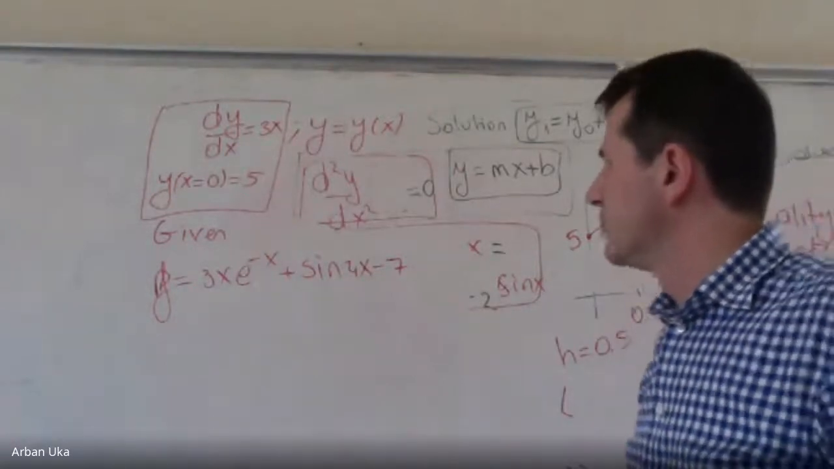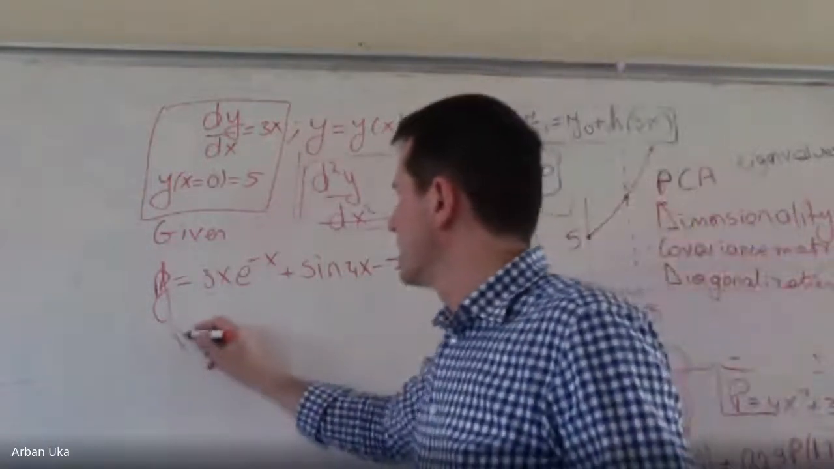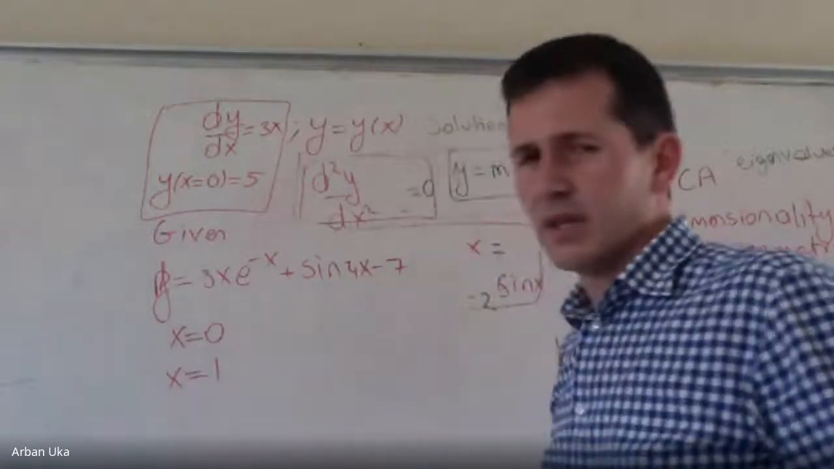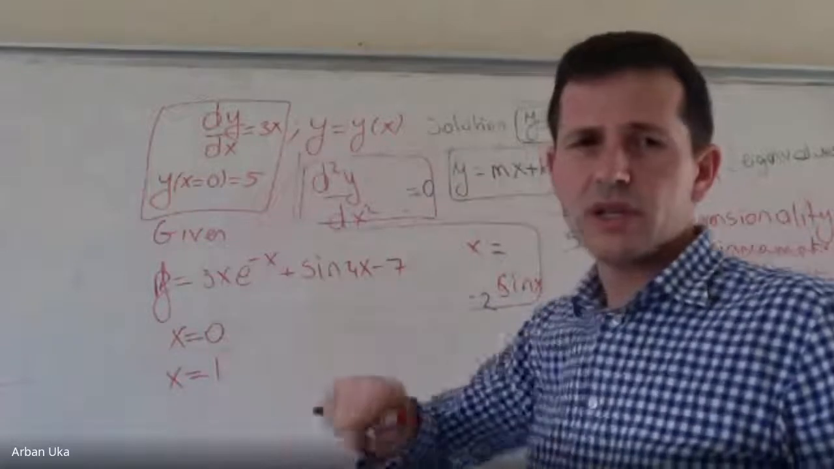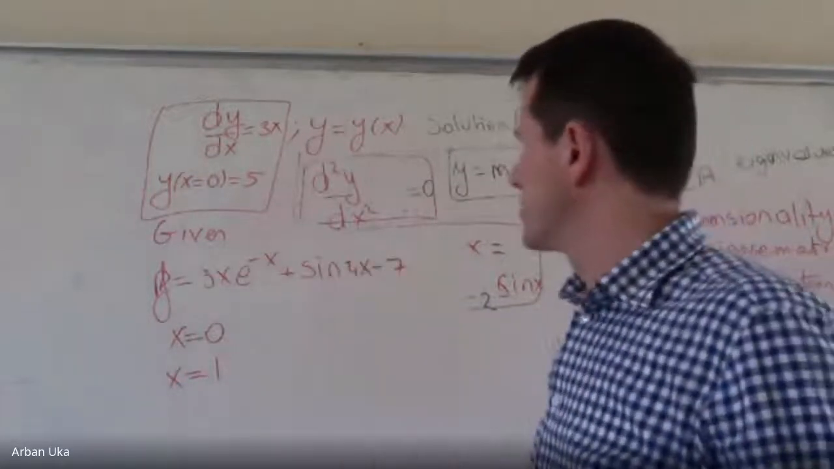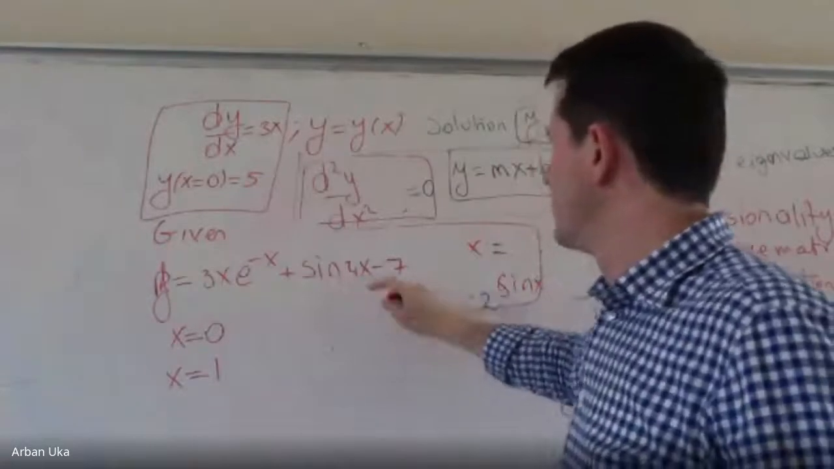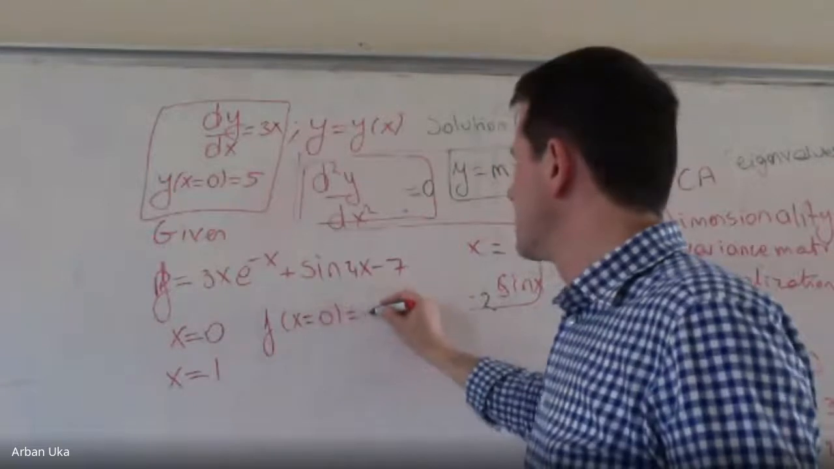So what you can do is start like this. Set x equal to 0. Set x equal to 1. You substitute these values. If the sign of this function is different, then it looks like this function has a zero somewhere. So let's substitute x equal to 0. Sine 0 is 0, minus 7. So here the function for x equal to 0 is equal to minus 7.